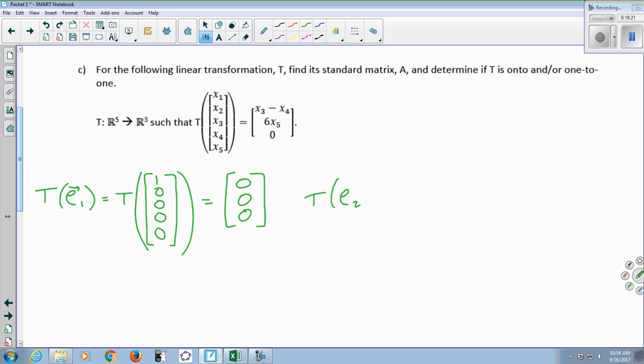T of e2. e2 is the second column of the identity matrix in R5. So this is T of (0, 1, 0, 0, 0). You just keep moving the 1 entry down a spot. So e2 is in the second position. This is a 3-entry output. x3 minus x4 is still 0. 6 times x5 is 0. And the third entry is always 0.